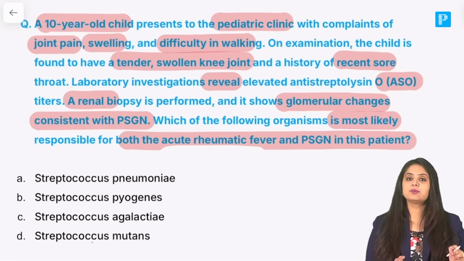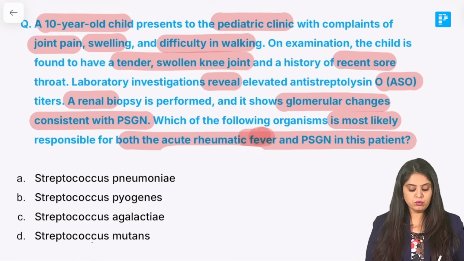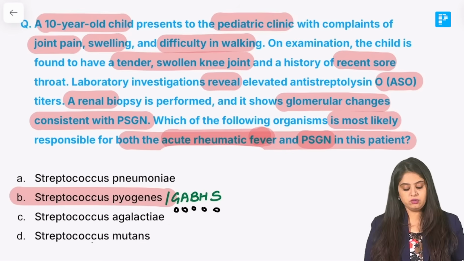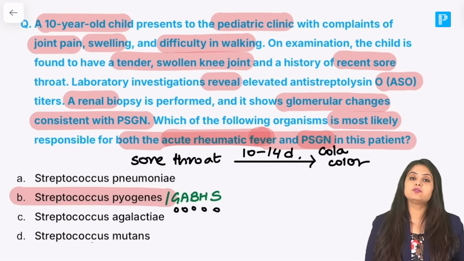You realize that this question goes through so many layers, but if you read the last line, you anyway know that both rheumatic fever and PSGN are caused by Streptococcus pyogenes, which is what we did a similar question on right now. Remember? Group A beta hemolytic Streptococcus. Now, one more thing you need to understand: from the sore throat to the journey of having cola colored urine, which I told you is very often asked, it is 10 to 14 days, which is 2 weeks, and that could be a question.